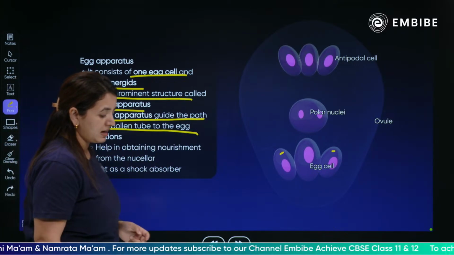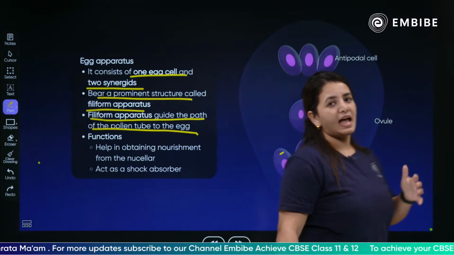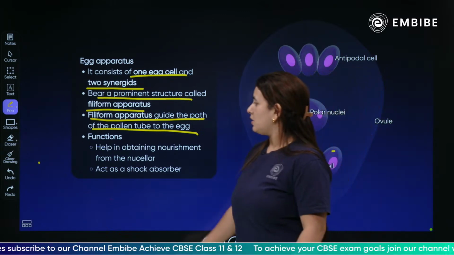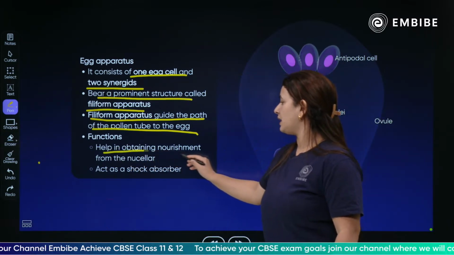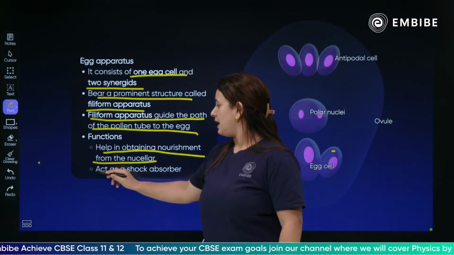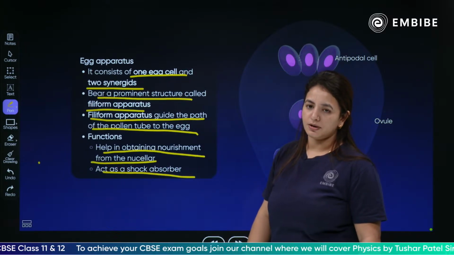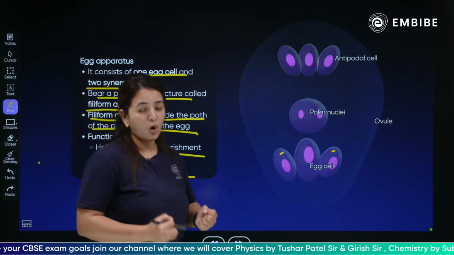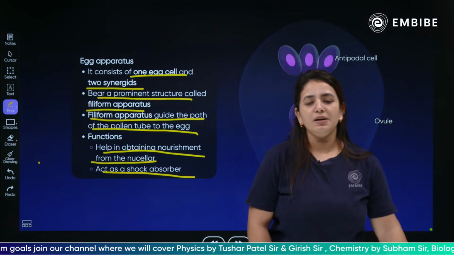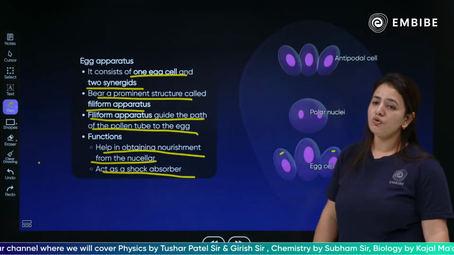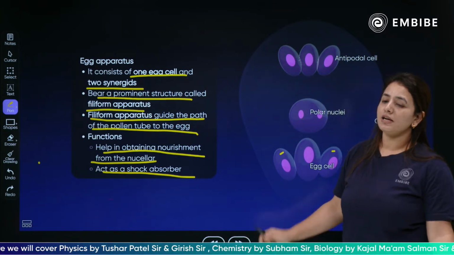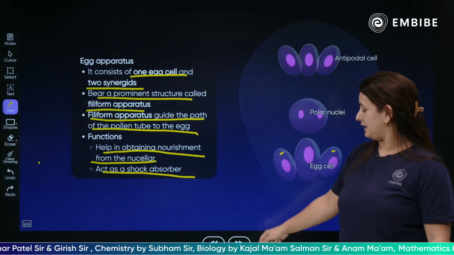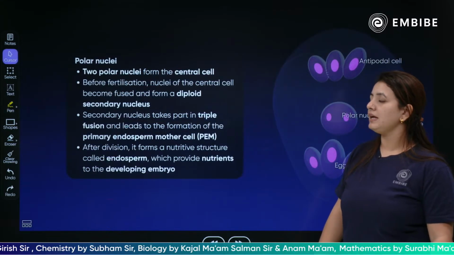Yes, this is what we have discussed about it. The filiform apparatus acts as a guide, guiding the male gametes towards the egg cell. Function: it helps in obtaining nourishment from the nucellus and acts as a shock absorber. So the major function of the whole egg apparatus is to absorb any shock and also provide nourishment to the egg cells from the nucellus. What is nucellus? If you take all the integuments together, it is called nucellus. It provides nourishment to the egg cell.